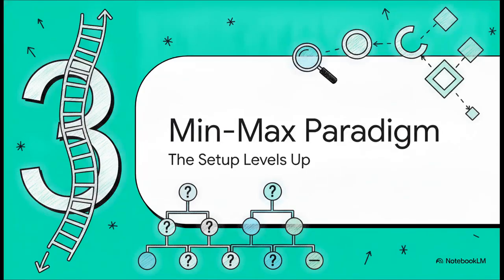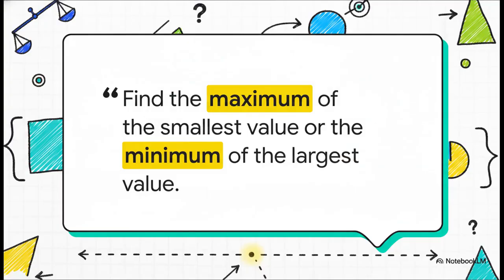Which brings us to section 3, the min-max optimization paradigm. This is where the protagonist levels up. Let's look at this exact quote from the source. Find the maximum of the smallest value, or the minimum of the largest value. Let that heavy abstract logic sink in for just a second. It sounds almost like a riddle, right? But when a complex problem asks you to minimize a maximum constraint or maximize a minimum constraint, they are practically screaming at you to use binary search.